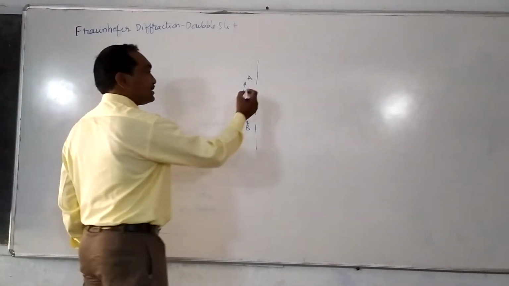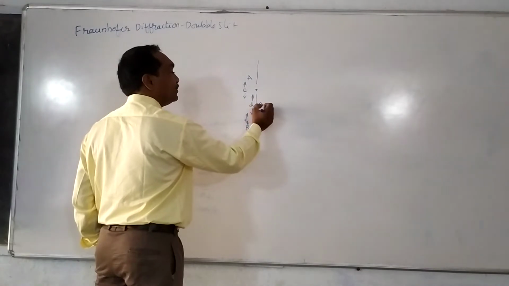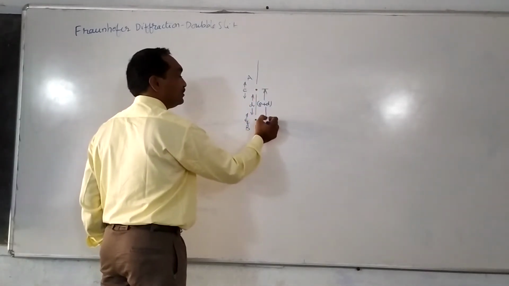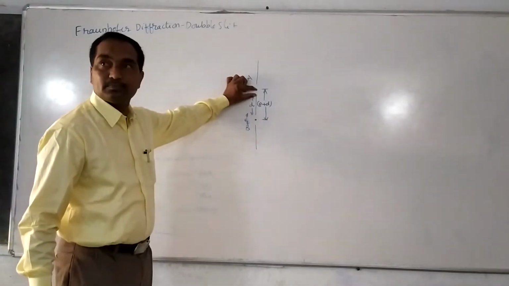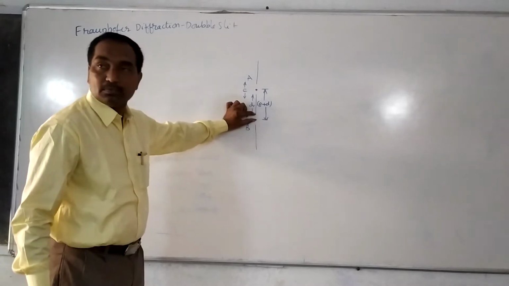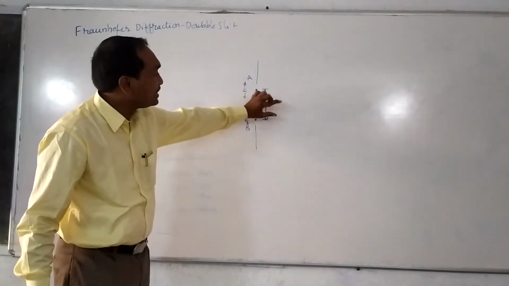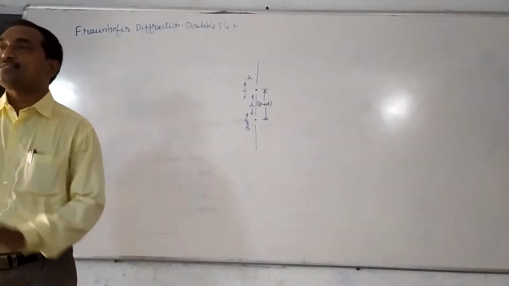Then what happens to the centers? The distance between the two centers of the two slits is equal to e plus d. Am I right? Because this is e by 2 and this is e by 2, e by 2 plus e by 2 is small e plus d. So e plus d is the distance between the two centers of the two slits.